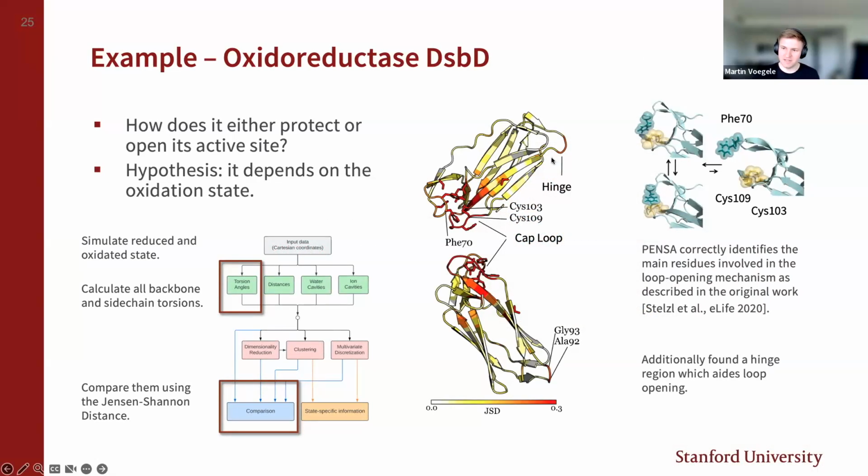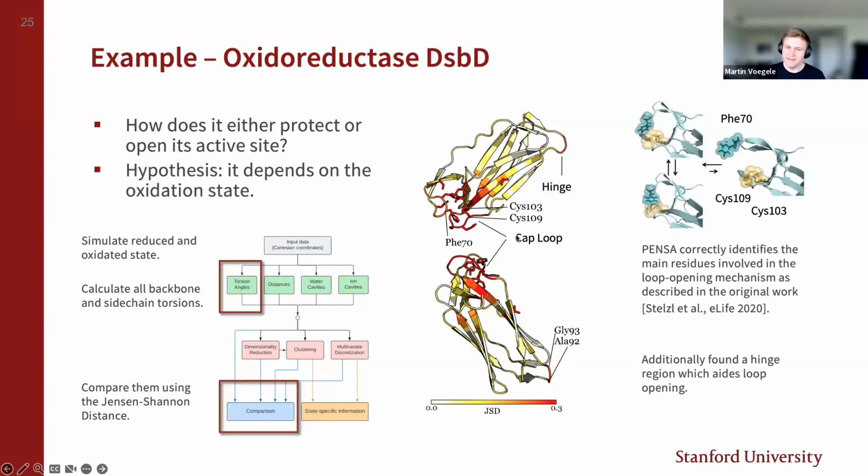So they simulated the different oxidation states of this enzyme, and the difference between those two states is mainly in those two cysteine residues, which in the oxidized state form a disulfide bond. So they simulated it once with this disulfide bond and once without. And then they looked at the simulation and finally found a mechanism. And here we tried to show that we could have done it with PENSA much faster, or could have helped them a lot.